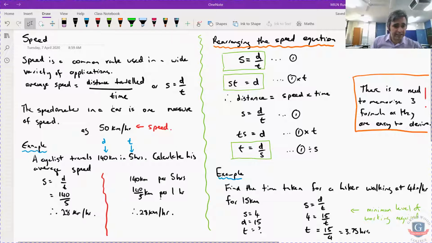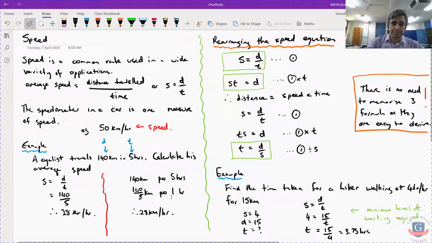Now we can do that as a simple rates problem. 140 per 5 hours. How many per 1 hour? Well, we would, if I get my little pen here. Oh, my pen stopped working. It's a bit unfortunate. 5 to 1, we'd divide this side by 5, so we'd have to divide that side as well. And that would give us 140 divided by 5, which is still 28 kilometres per hour.